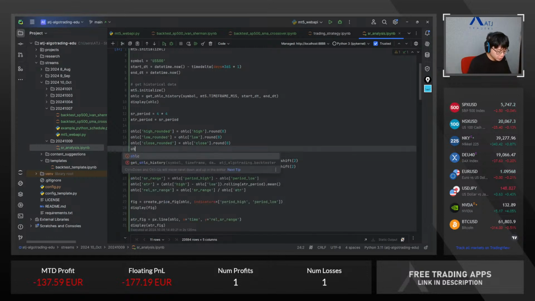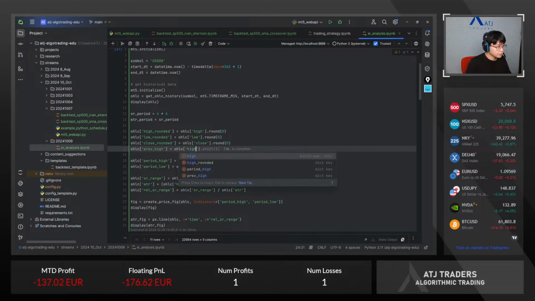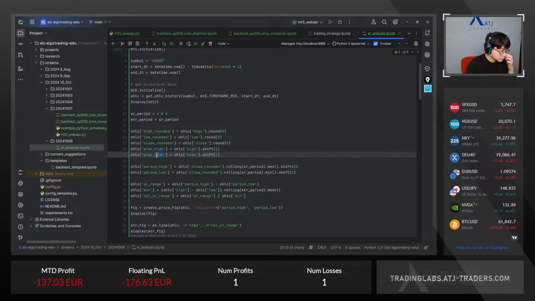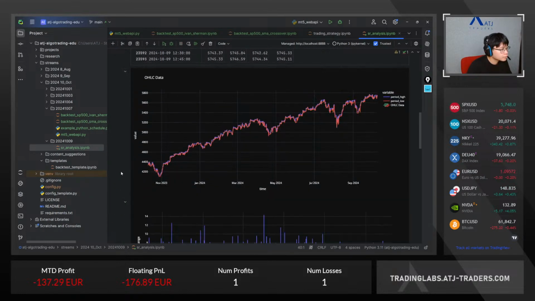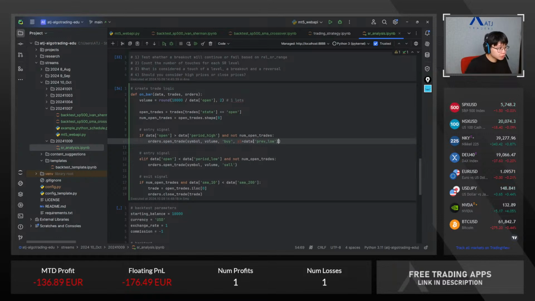So I need to compute more values. So OHLC previous high is equal to OHLC high shift 1, and the previous low is the previous low with the shift 1. So here with the previous low, here the stop loss would be the previous high.